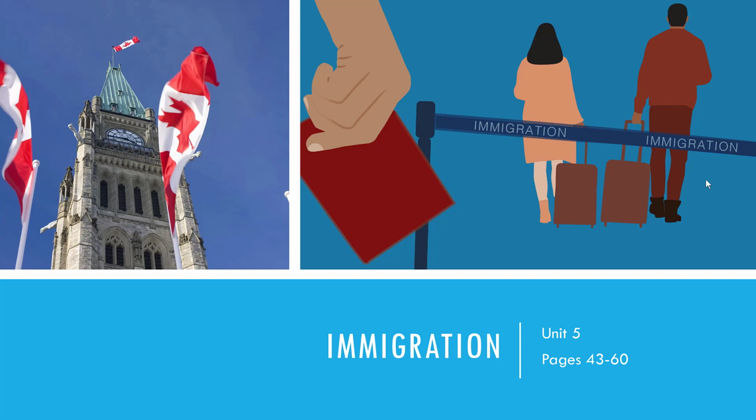This is our first lesson in social studies on immigration. So it's Unit 5, and in our textbook, it will be on pages 43 to 60. We'll break this lesson up into two smaller lessons. That way you don't have all the things at once. So hopefully it goes well.